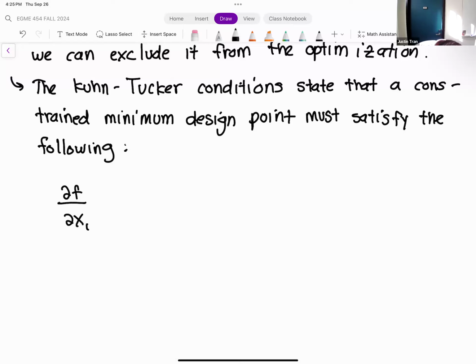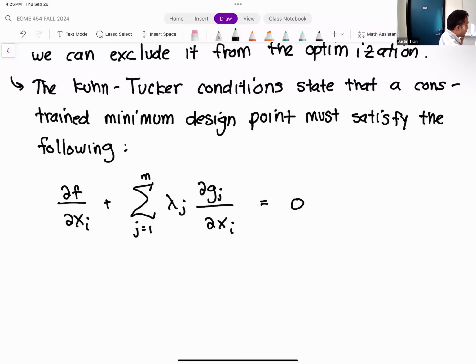The first one is partial f, partial x_i. This is all the partial derivatives of our objective function. If we have multiple design variables, we're going to have multiple equations. Plus the summation, j equal to 1 to m, of lambda_j times partial g_j, partial x_i. This has to equal 0, for i goes from 1 to n. Here, n represents the number of design variables.